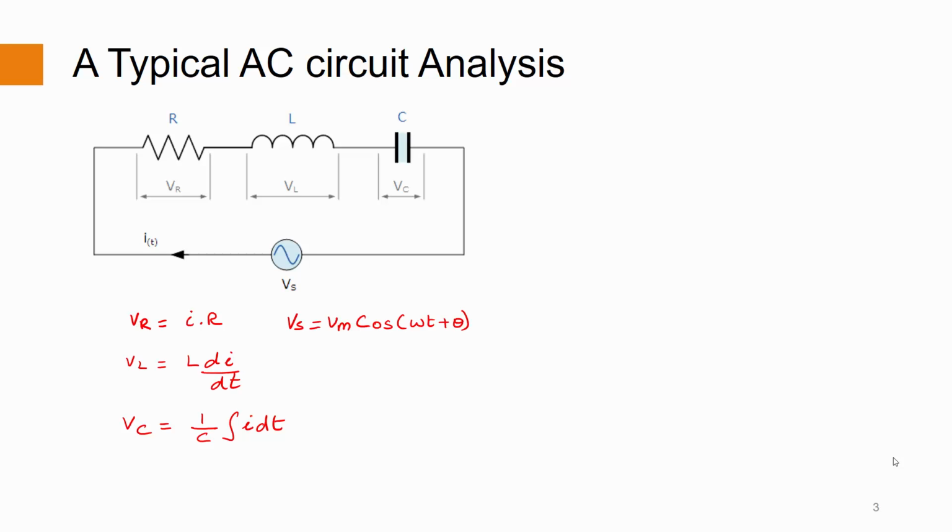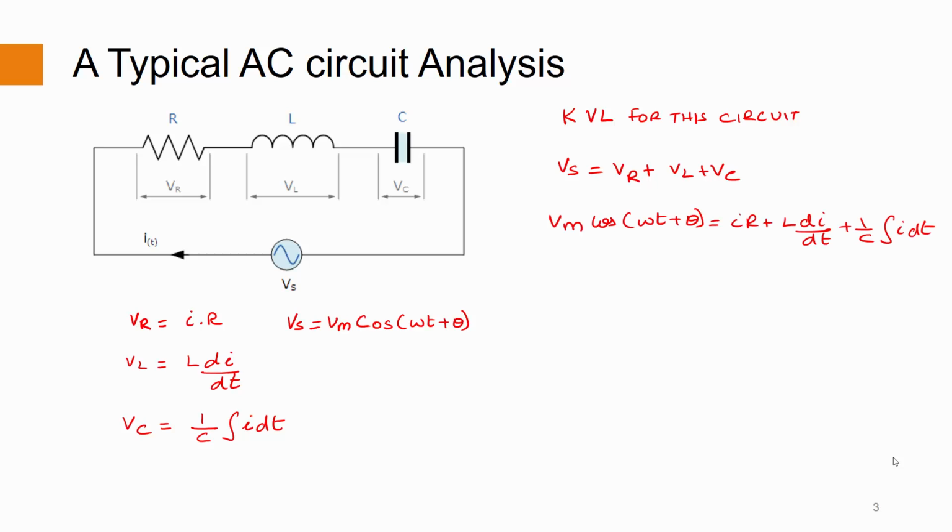The supply voltage is assumed to be a sinusoid Vm cos(omega t plus theta). Writing the Kirchhoff's voltage law for this circuit, we get Vs is equal to Vr plus Vl plus Vc. Once we substitute the individual component voltages, we get the following term. To find the current through this circuit, we need to use differential equations if we continue along this path. There needs to be an easier way to solve such a simple AC circuit.